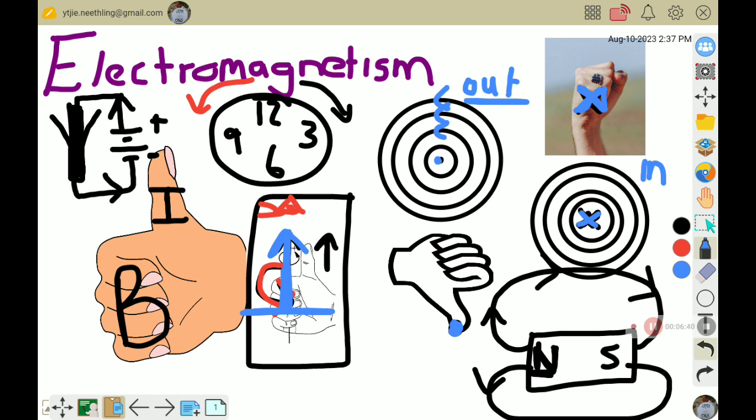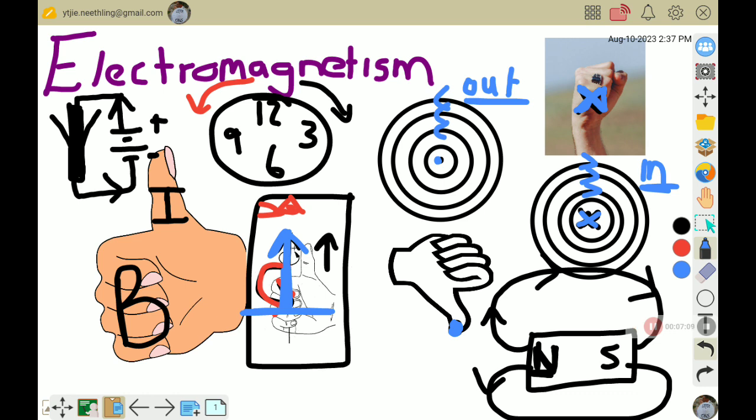If it goes into the page, with your right hand, point your thumb into the page so that your fist's back side points to your eyes, and you will see that your four other fingers curl in the clockwise direction. So that's the direction of the magnetic field of a current carrying conductor.